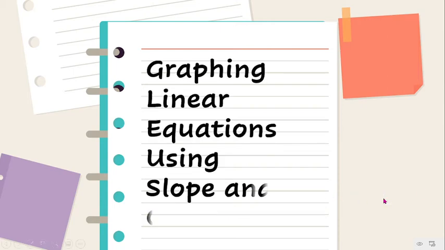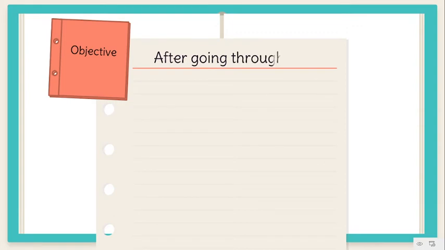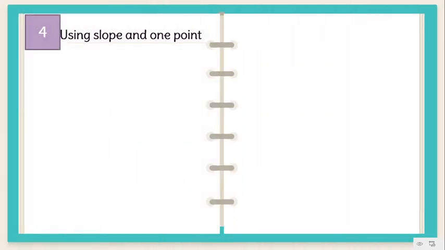Graphing linear equations using slope and 1 point. After going through this lesson, you are expected to graph a linear equation using slope and 1 point. The fourth method in graphing linear equations is by using the slope and 1 point.